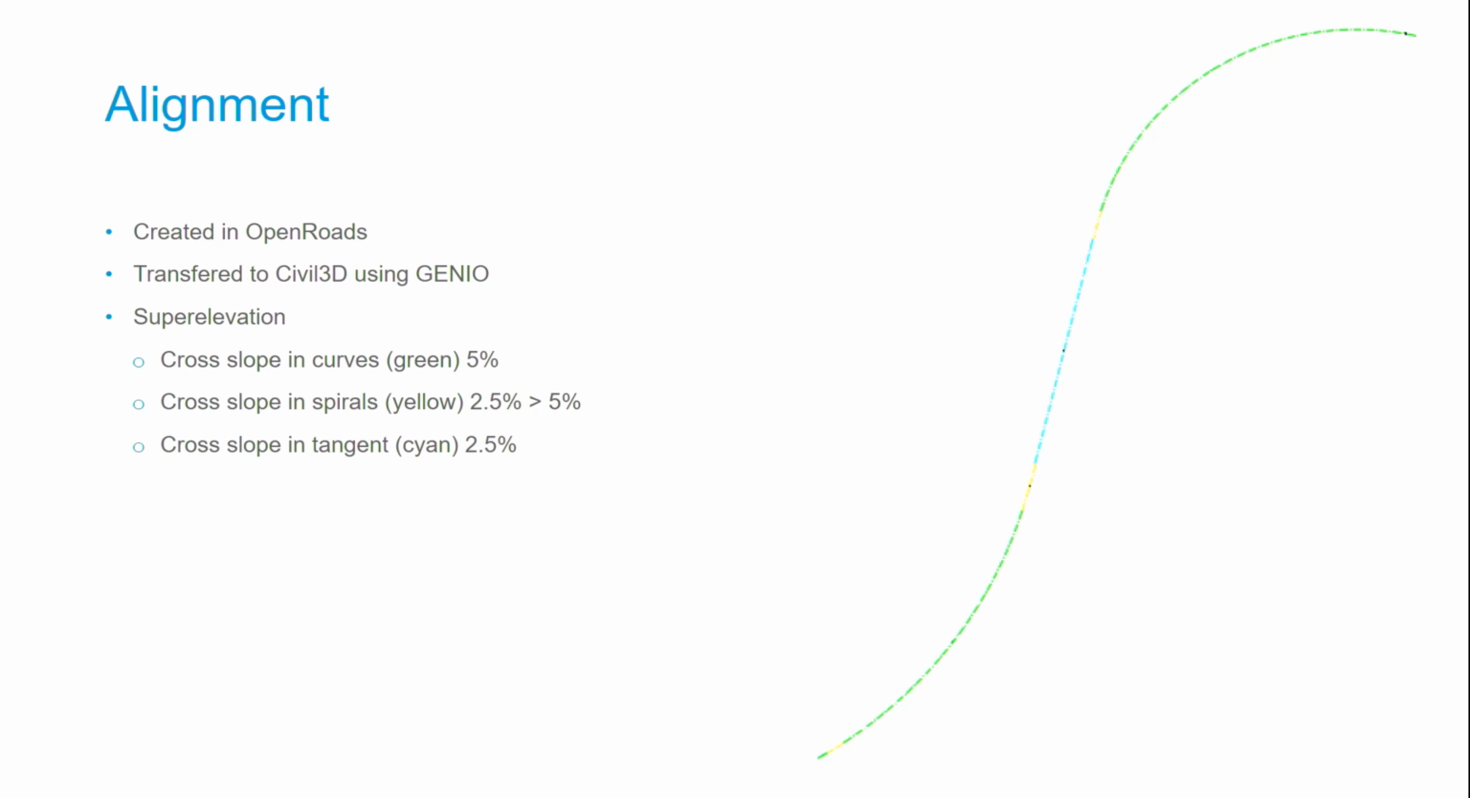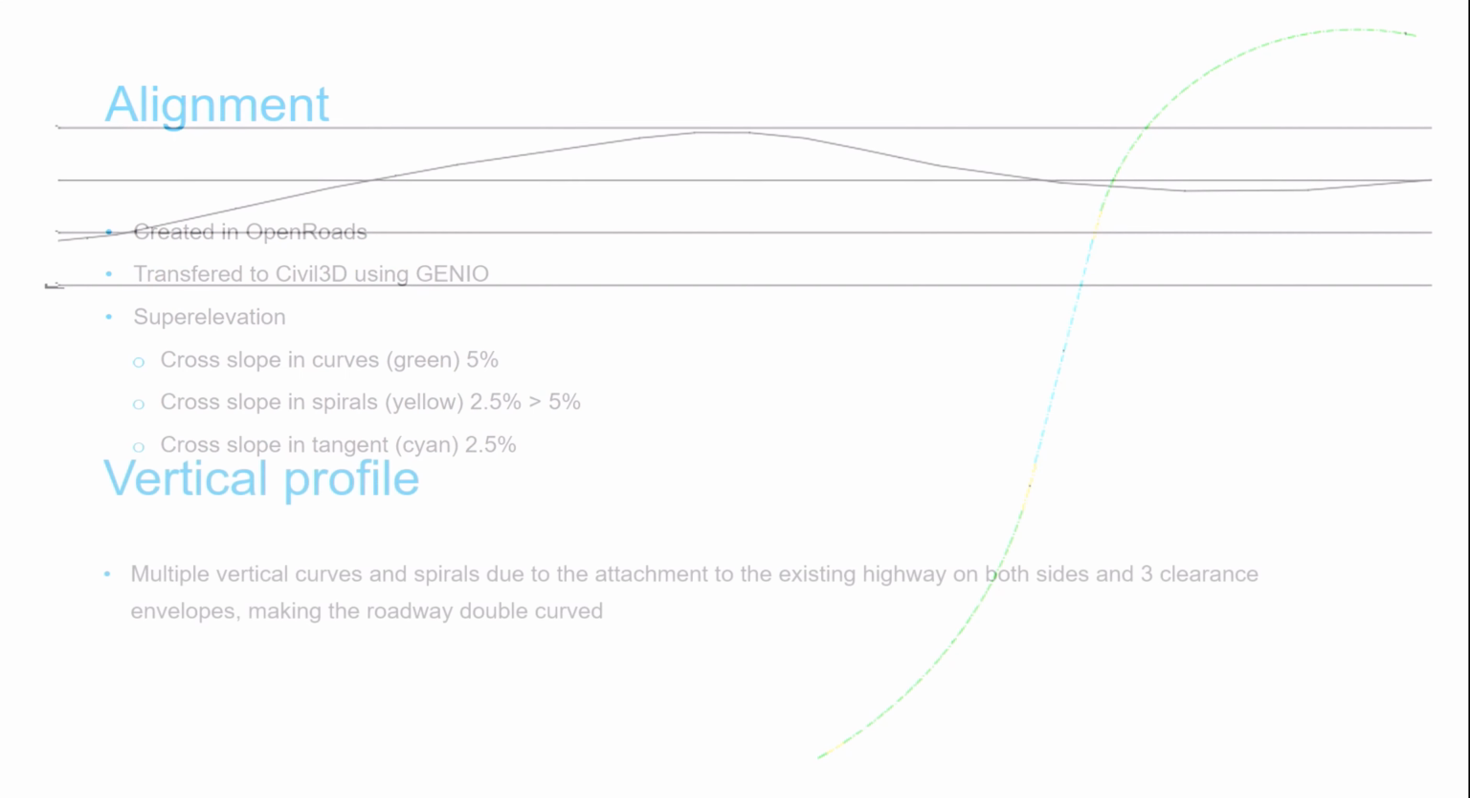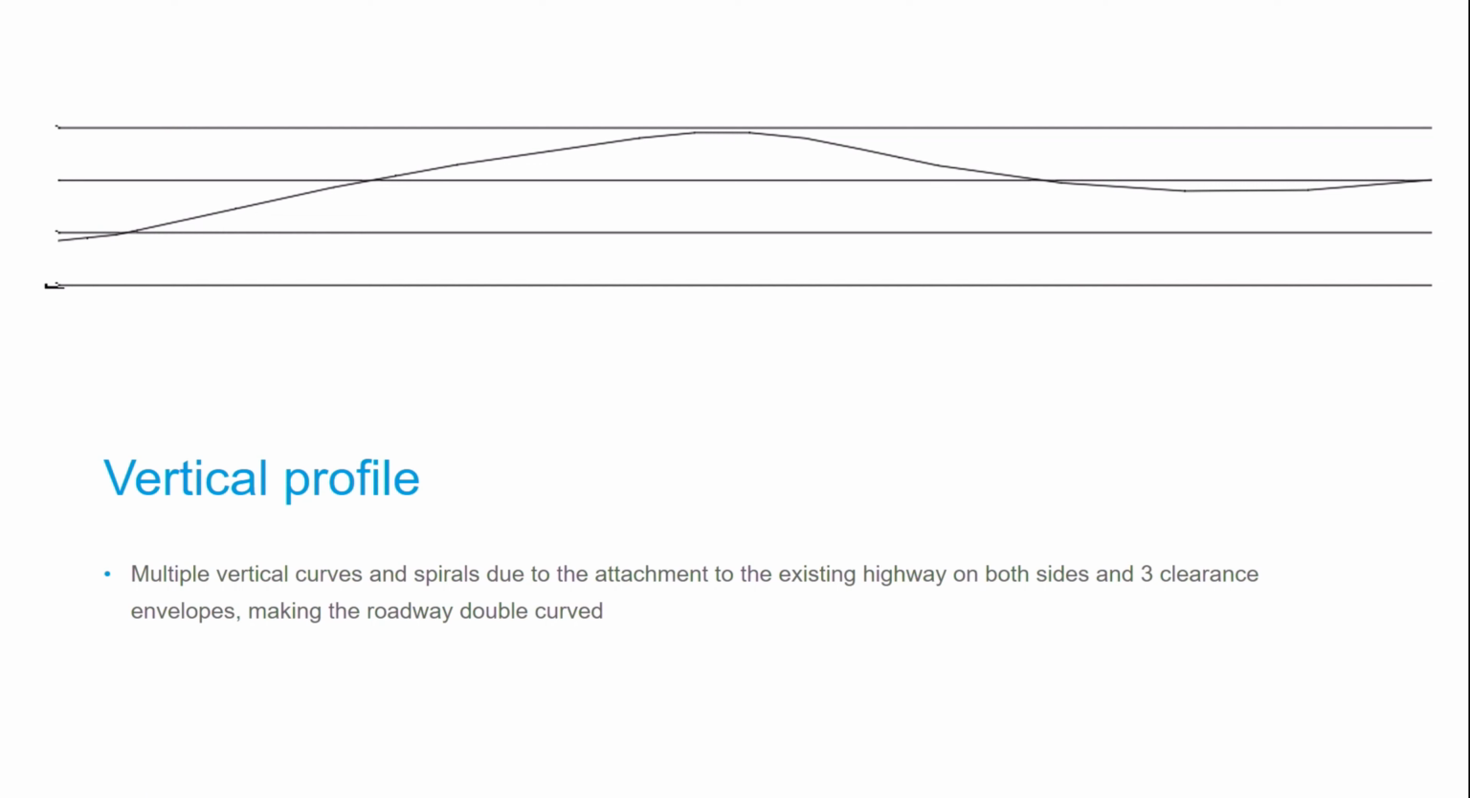A little bit of information about the alignment. It's a bit hard to see, but the green lines are the curves, the yellow lines are the spirals, and the blue line is the tangent. It's especially the spiral that is the tricky part, because there you have varying superelevation, which is also in our superstructure of the bridge. Vertical profiles go up and down as well, because we have to stay clear of all the clearance envelopes of the canal and the crossing roads.